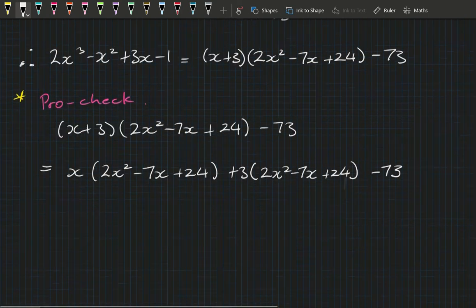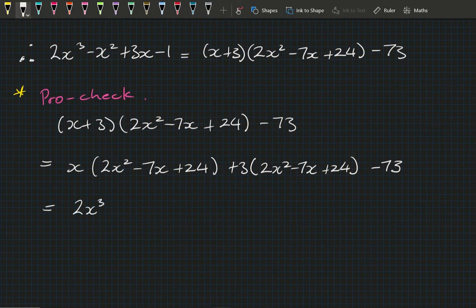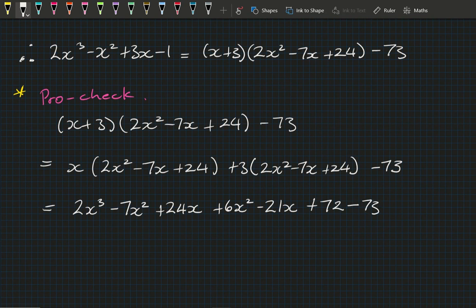So multiplying those factors across the brackets, we got 2x cubed minus 7x squared plus 24x plus 6x squared minus 21x plus 72 minus 73. So there's obviously 1x cubed, and 72 minus 73 is 1. And for our x squareds, we've got a minus 7 plus 6, that gives us minus 1. And we've got 24 minus 21 gives me 3. So we're left with 2x cubed minus x squared plus 3x minus 1. That's lovely when a plan comes together.